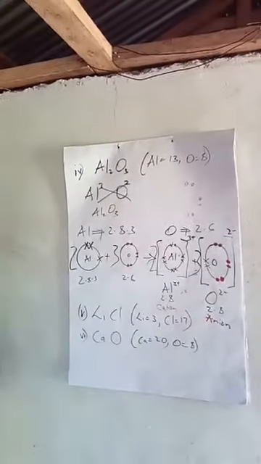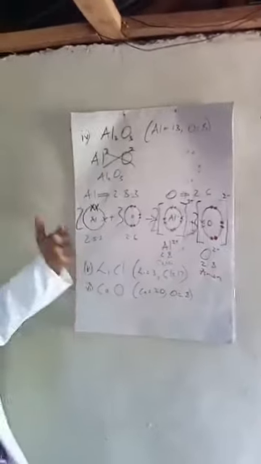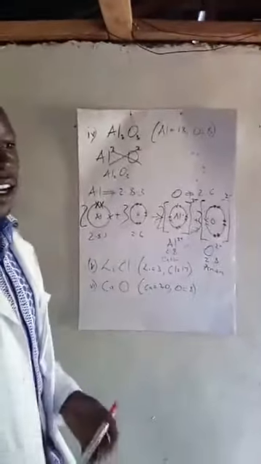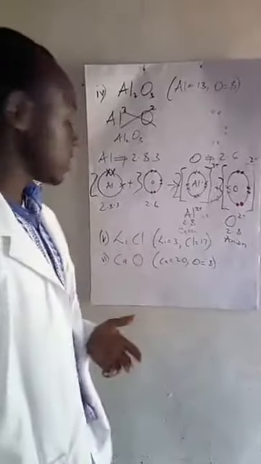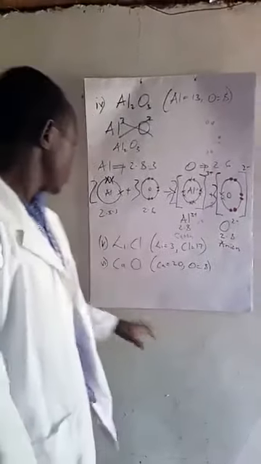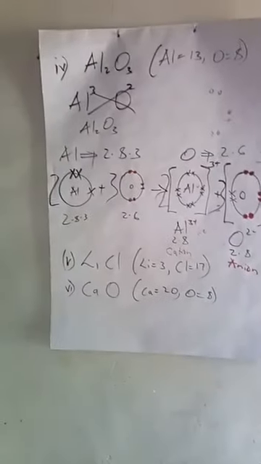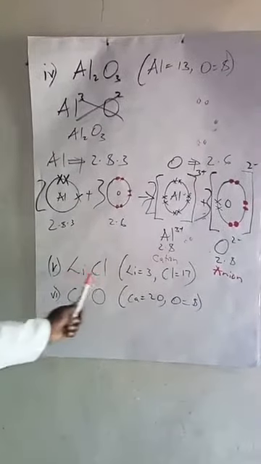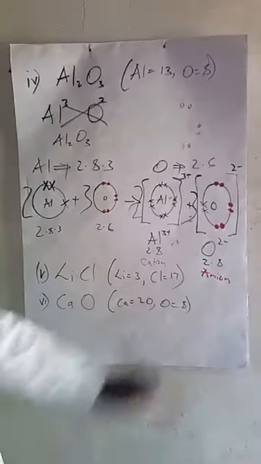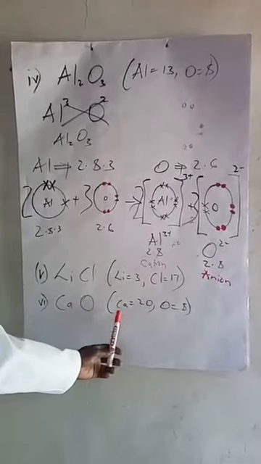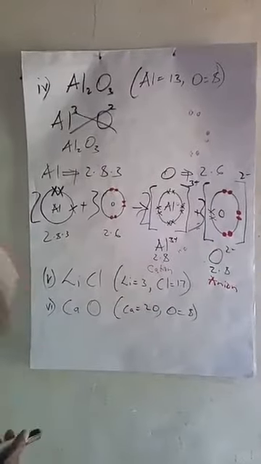Try it out. If you like, you can draw and then take a picture and put it in my comment box. I will check on that. So do lithium chloride and calcium oxide. So your assignment is here. Lithium chloride, lithium is atomic number 3. Chlorine is atomic number 17. Calcium oxide, calcium is atomic number 20. Oxygen is atomic number 8. So that is ionic bond.